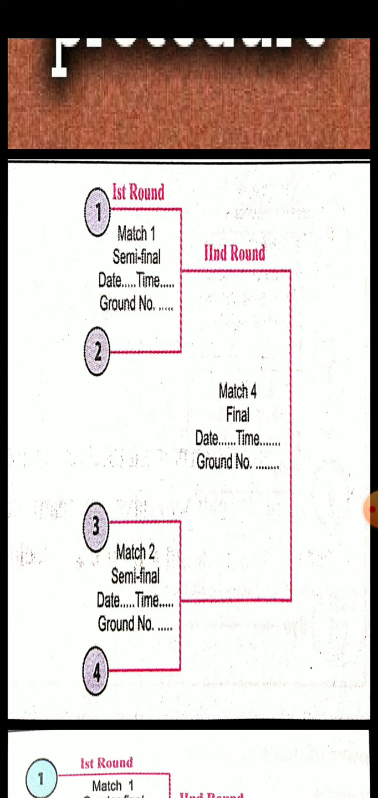Suppose there are 32 teams, that can be represented as 2 to the power 5, which means there will be 5 rounds and no bye will be given. If there are 33 teams, then there will be 1 bye, because it is coming up to 31 only, no? So there will be 1 bye.